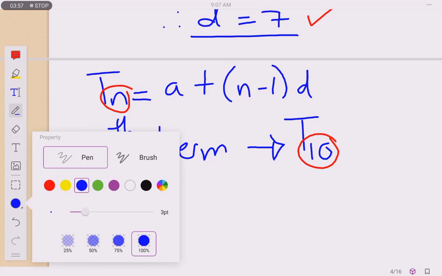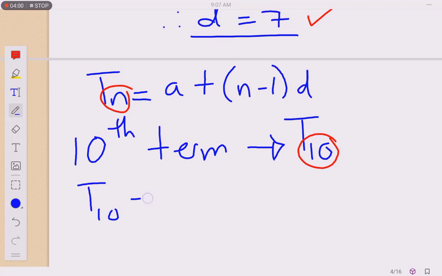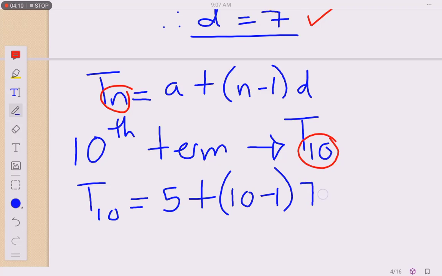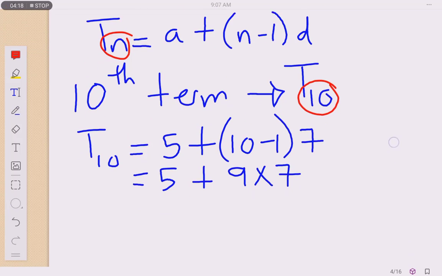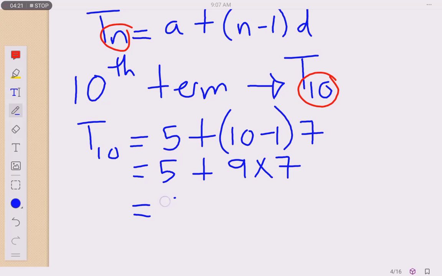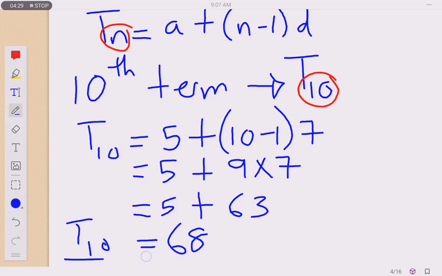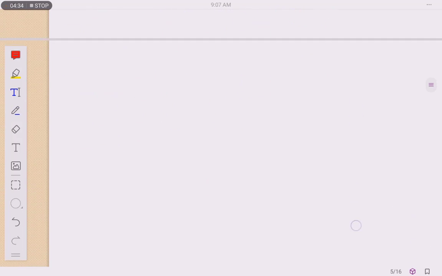Let's do that. So we have got T10 is equal to our A, we said it's 5, plus our n, which is 10, minus 1 times our common difference, D, which we say is 7. So we'll have 5 plus 9 times 7. If we simplify, we'll have 5 plus 63, and adding that, we have our 10th term as 68. So this is our 10th term. Okay, now let's go on and do another question.